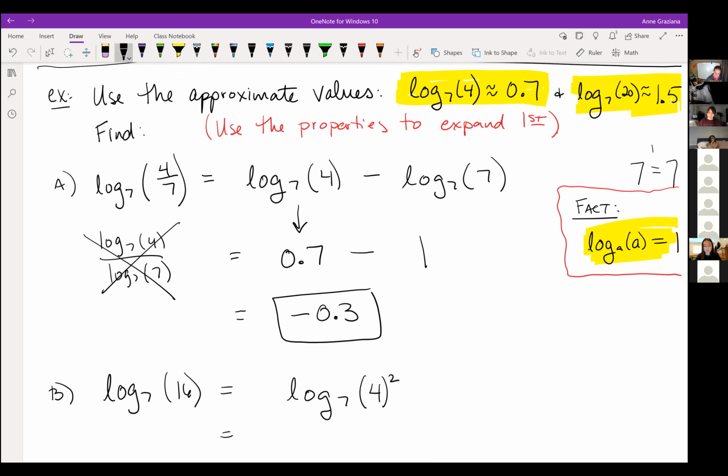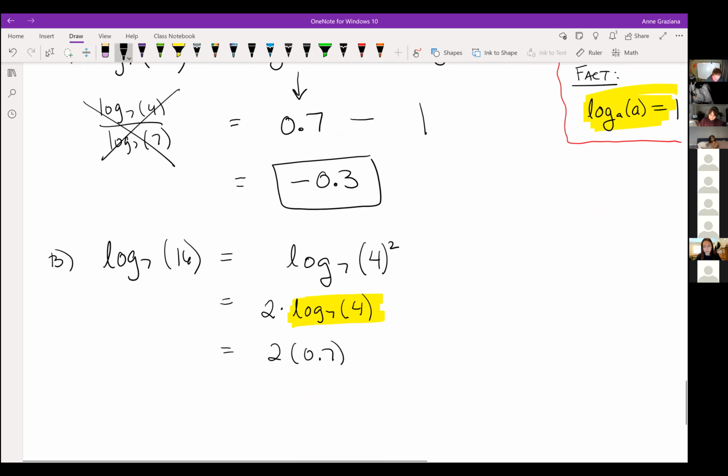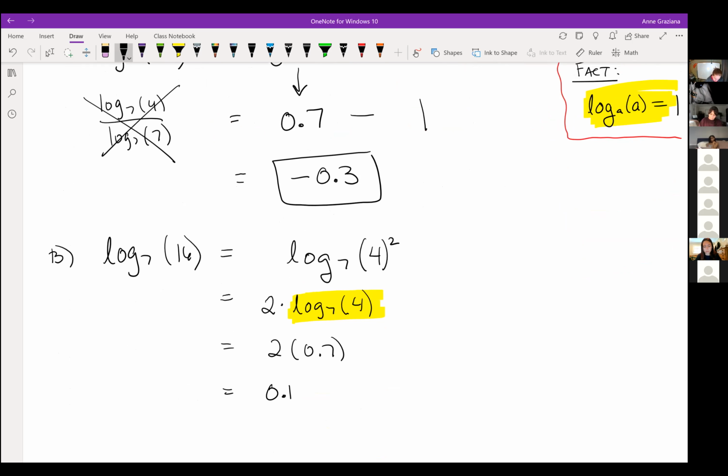Yes, the power rule, okay? Put the 2 in front. So this is going to be 2 times log base 7 of 4. Now, once again, I have this by itself. You can't just plug in 0.7 and square it. That's not the same thing. It has to be log base 7 of 4. So this is going to be 2 times 0.7, which is 0.14.